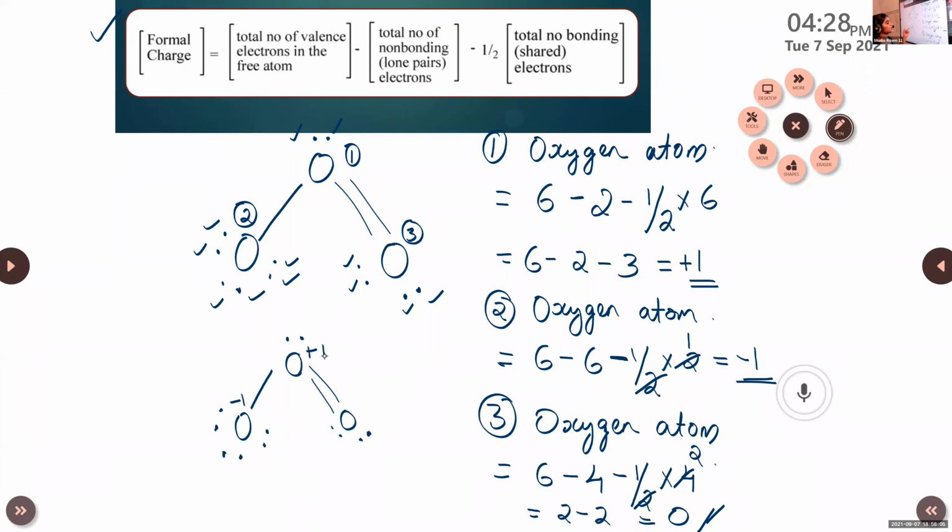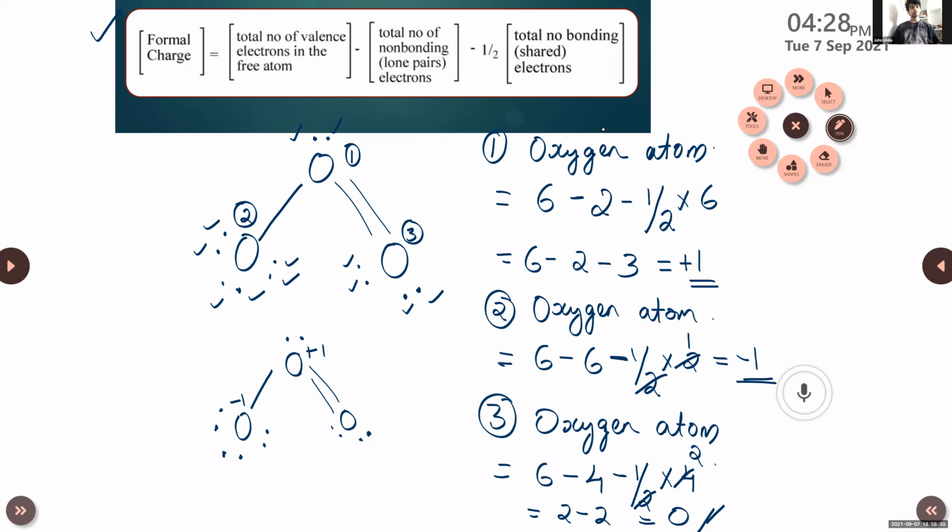So you have to learn the equation to find out the formal charge. Then you can find out the formal charge of each atom in a molecule or ion, and then you can assign the charges. This is the method of drawing the Lewis dot structure with formal charge. This is clear, children? Yes. All of you? Yes, ma'am.